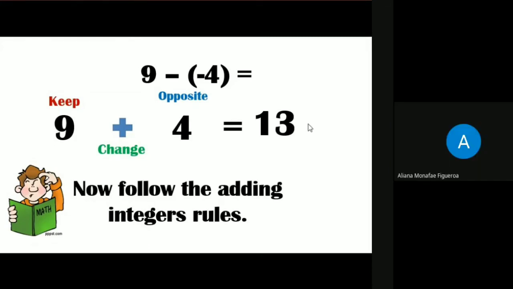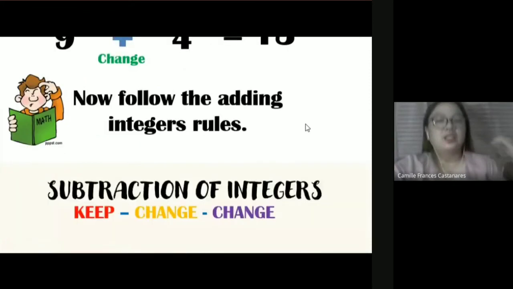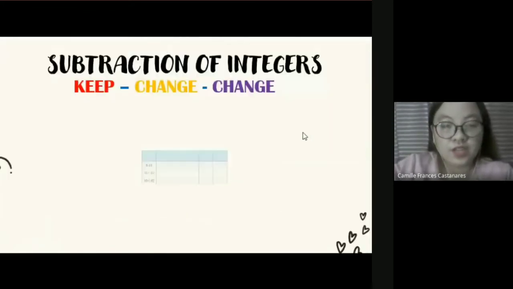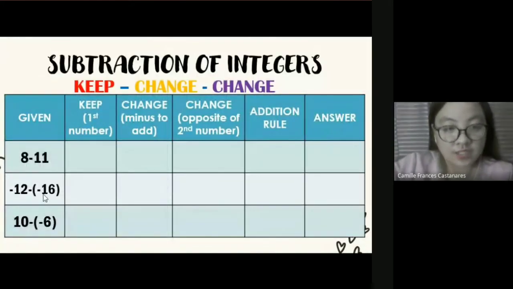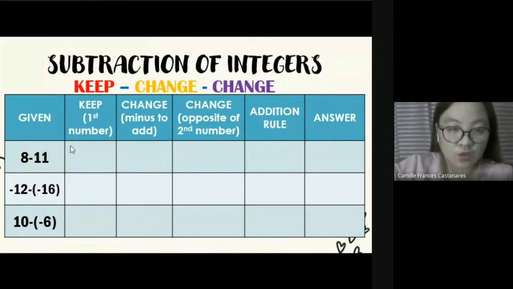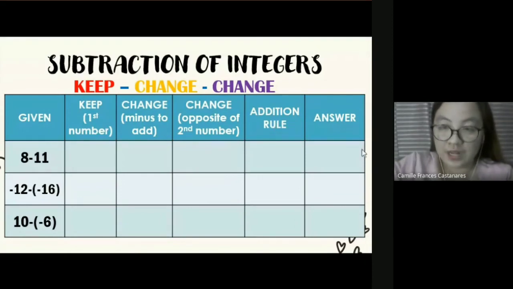Okay, let's try this. I have here 3 examples. After the given column, first is keep, next is change, then change again, then the addition rule, and our final answer. So I will call on one student.